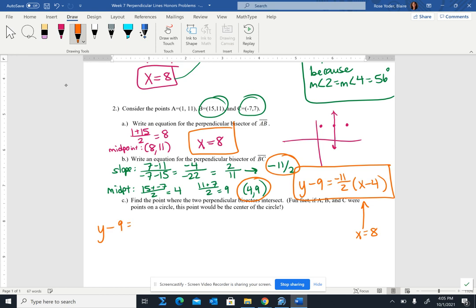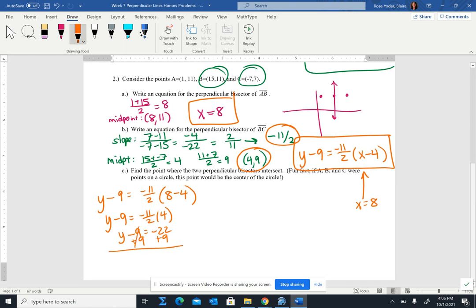y minus 9 equals negative 11 halves times 8 minus 4. y minus 9 equals negative 11 halves times 4, which is negative 22. Add 9 to both sides, and negative 22 plus 9 is negative 13. So they intersect at the point (8, -13). And then I put a little fun fact on there.